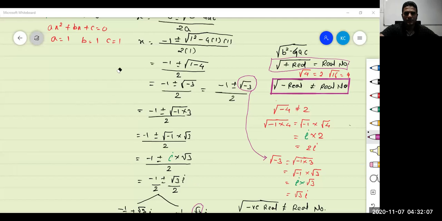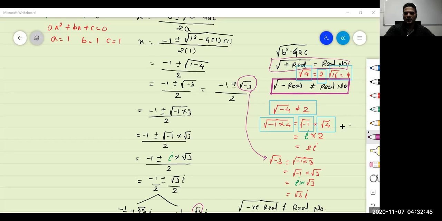So they split this part, just like root of 4 is 2, root of 16 is 4. Similarly, root of minus 4 is not 2. Then how? Root of minus 1 into 4. Root of minus 1, separate it. Root of 4, separate it. Then they denoted this root of minus 1 as iota.